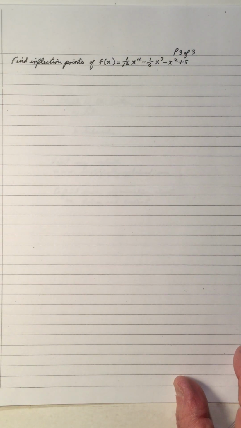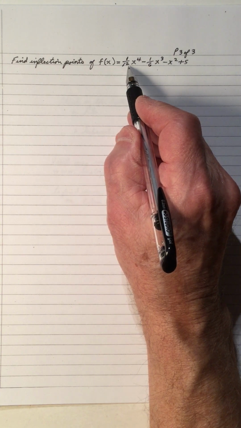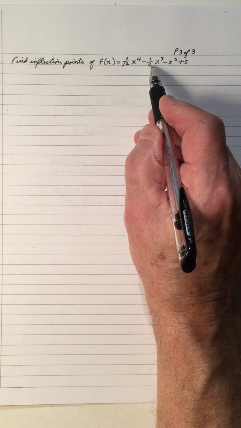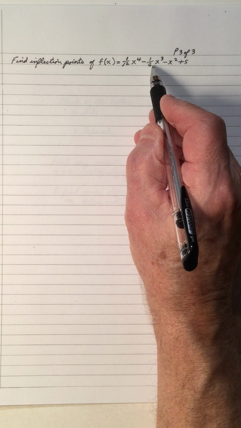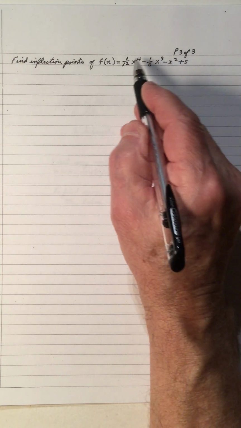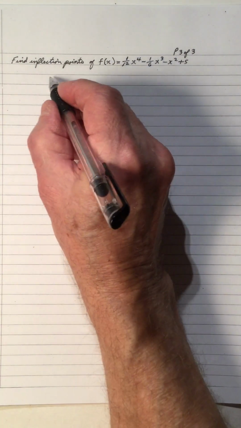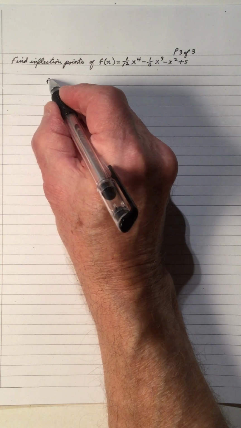Find the inflection point of f of x equals 1 over 12 x to the fourth, minus 1/6 x cubed, minus x squared, plus 5. This is a quartic, degree 4. So the first derivative is f prime.